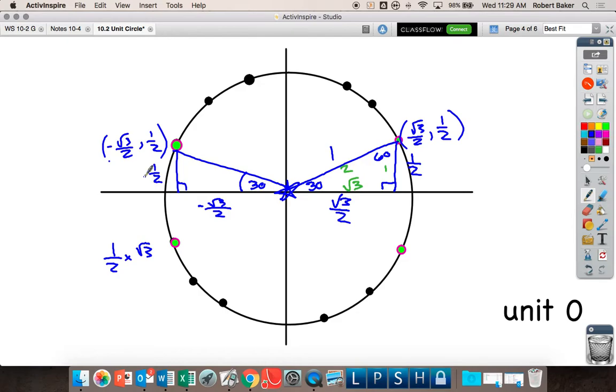Then you keep moving down. So can we figure out what this one is? How far left do we have to go to get there? Negative square root of 3 over 2, but down 1/2. Negative 1/2, down 1/2. We have to go right the square root of 3 over 2, down 1/2.